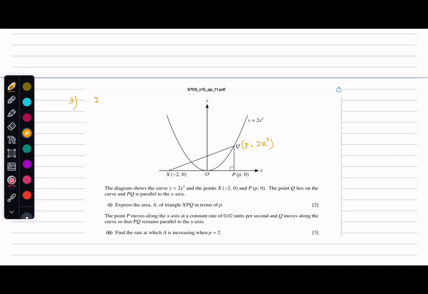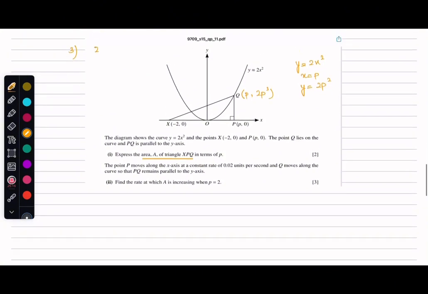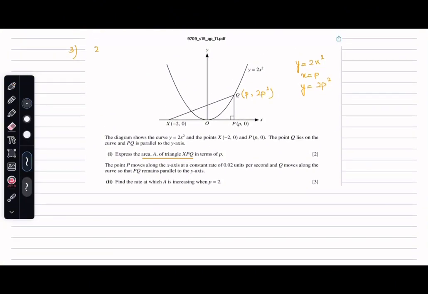So for y equals 2x squared, when my x is p, I can say that my y value here needs to be 2p squared. Therefore, instead of x, I can simply say that the y coordinate of Q has to be 2p squared. So I have the x and the y coordinates of Q in terms of p now. Part 1 is asking for the area of the triangle XPQ.